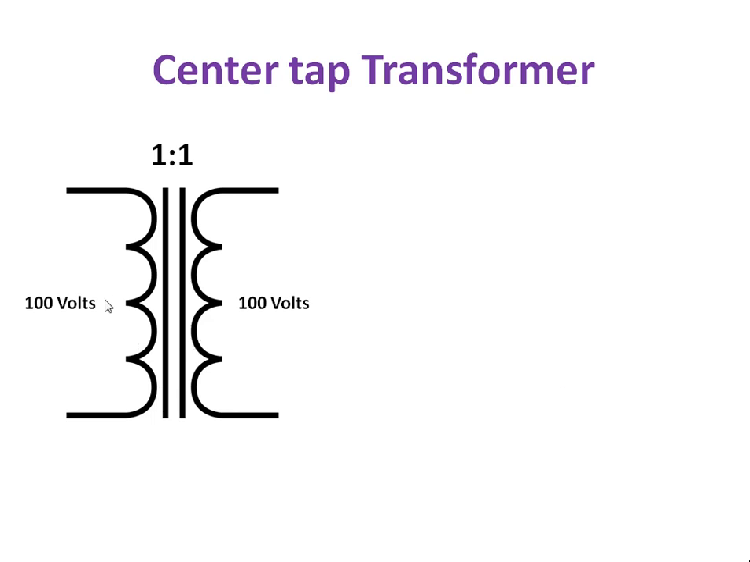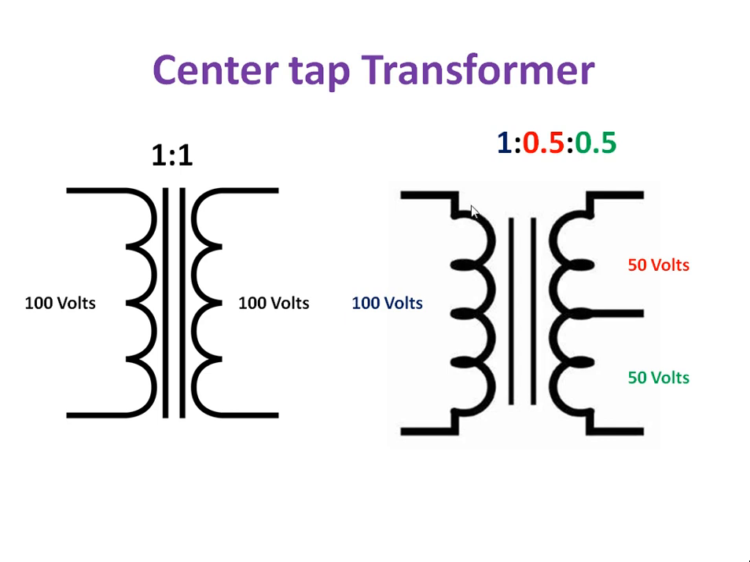Suppose I apply 100 volt on the primary side of an ordinary transformer, and suppose it is a 1:1 transformer, then on the secondary I also get the same 100 volt. If it is a center tap transformer, the secondary is equally divided. So if I apply 100 volt, in the top part I am getting only 50 volt, and in the bottom part I am getting 50 volt. So this 100 volt is divided into 50 and 50. So the turns ratio is, I am applying 100 volt, so take it as 1. On the secondary side, these are N2 and N3, so it is 0.5 and 0.5. So this is 50 volt and 50 volt.